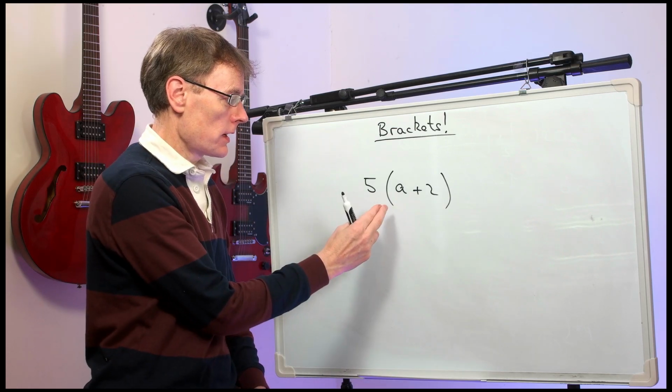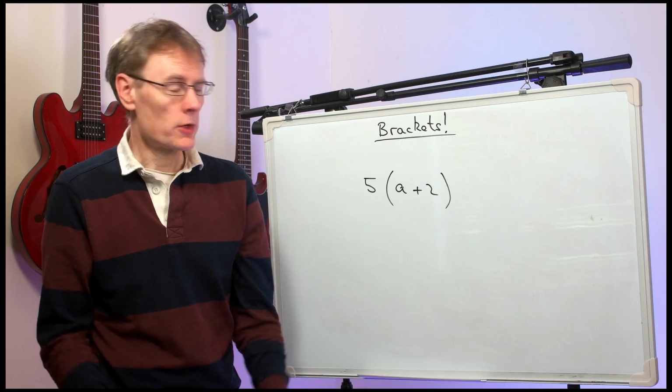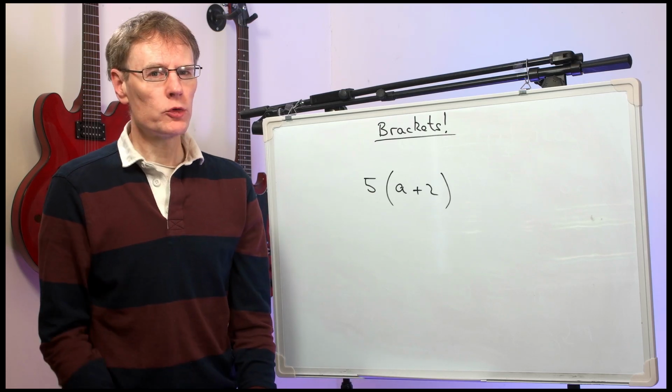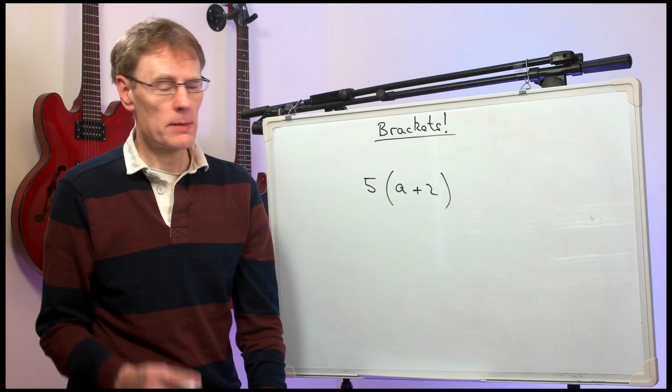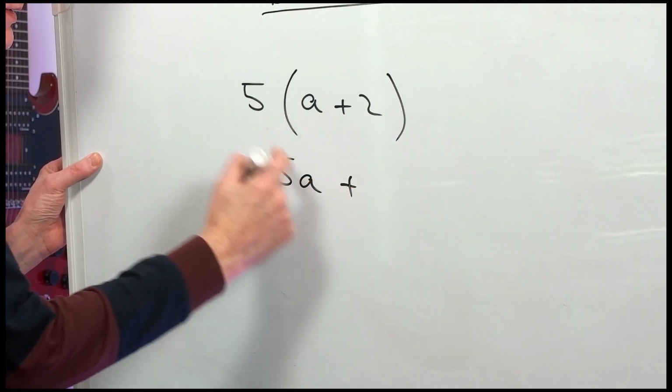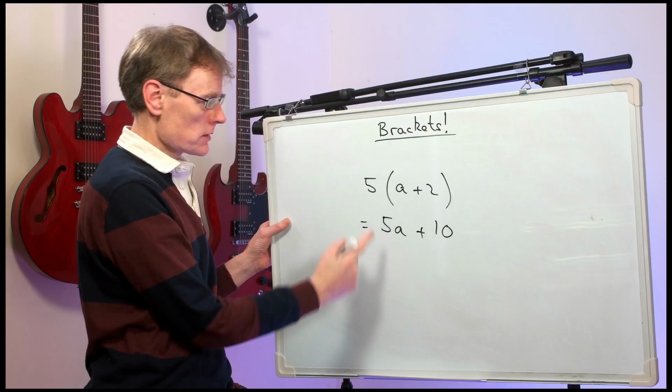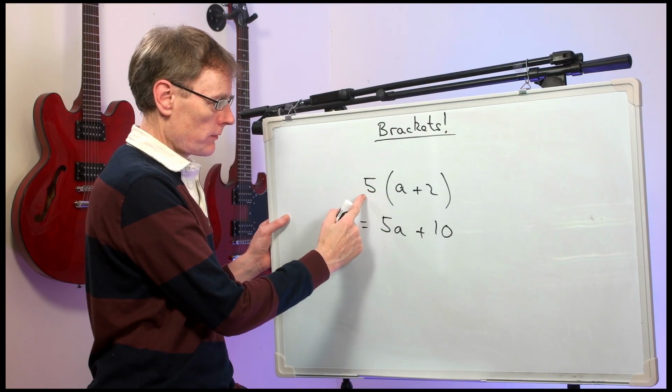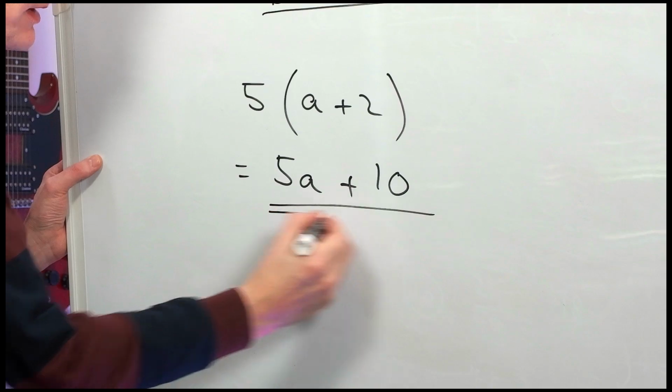But here, you can't add the a and the 2 together. This is 5 times a plus 2. There's not much you can do with that. You could multiply out the bracket. It doesn't really make it any better, but you would get 5a plus 10. So it's 5 times a and 5 times 2, 5a plus 10.